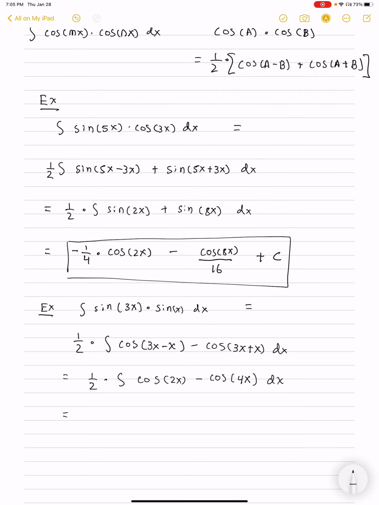Well, we just anti-differentiate cosine. Its antiderivative is sine. And we'll get sine of 2x over 2. And then we have the 1/2 out in front, so that gives us 4. Minus sine of 4x over 4. But then we have the 1/2, so we get 8. And then we add a constant of integration.